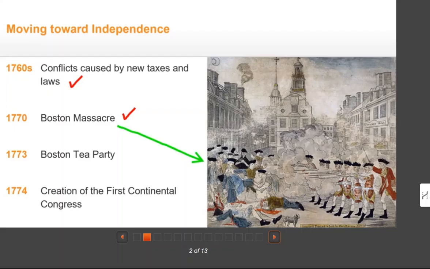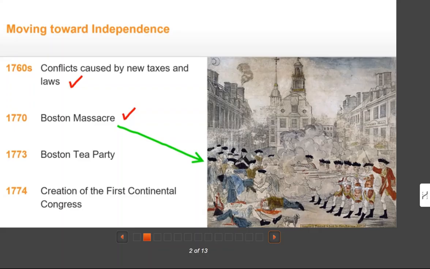There were a total of 5 colonists killed, including Patrick Carr, Samuel Gray, Samuel Maverick, James Caldwell, and Crispus Attucks, a person of mixed ancestry and a formerly enslaved person. His father was an African man who was enslaved, and his mother was a member of the Wampanoag tribe.